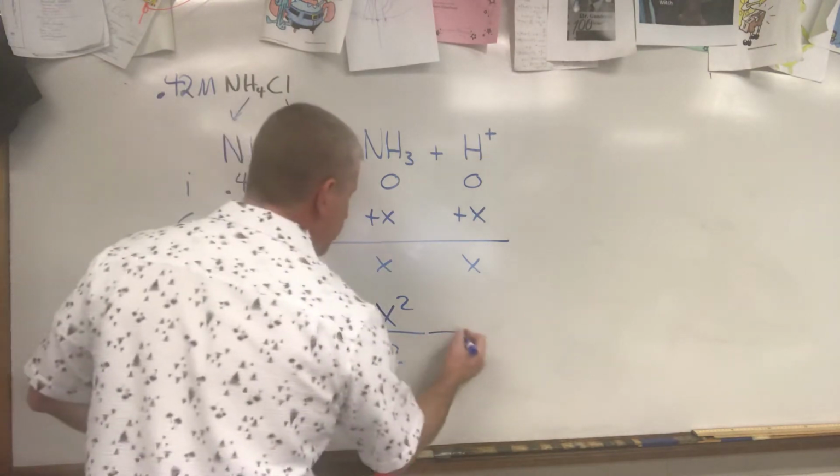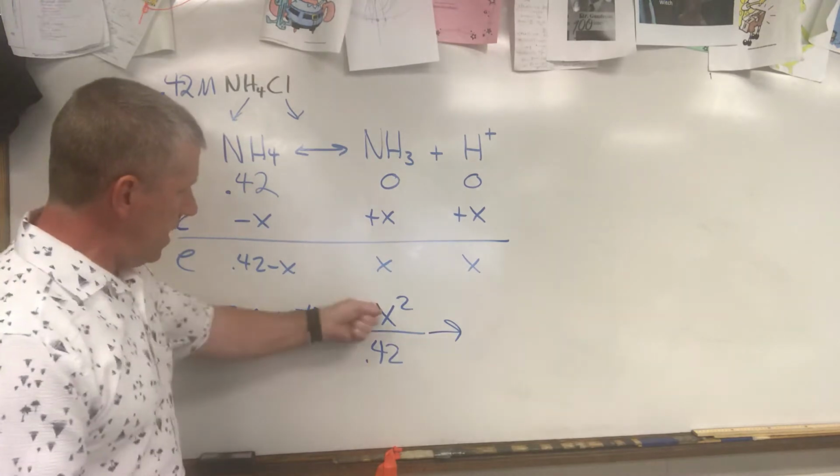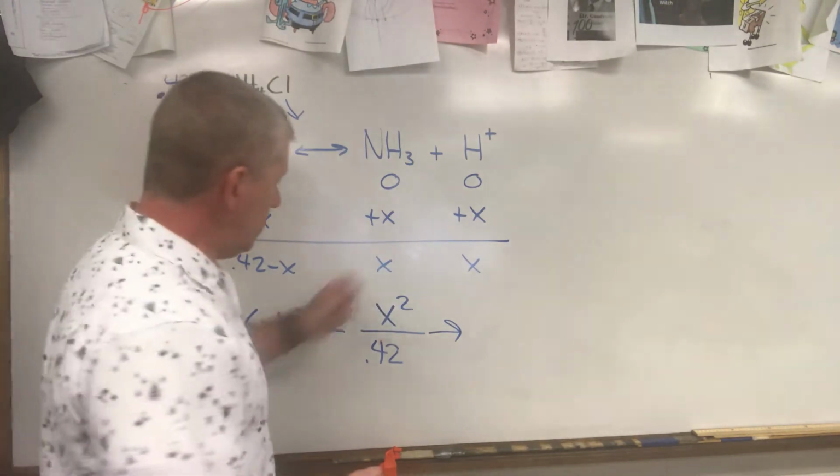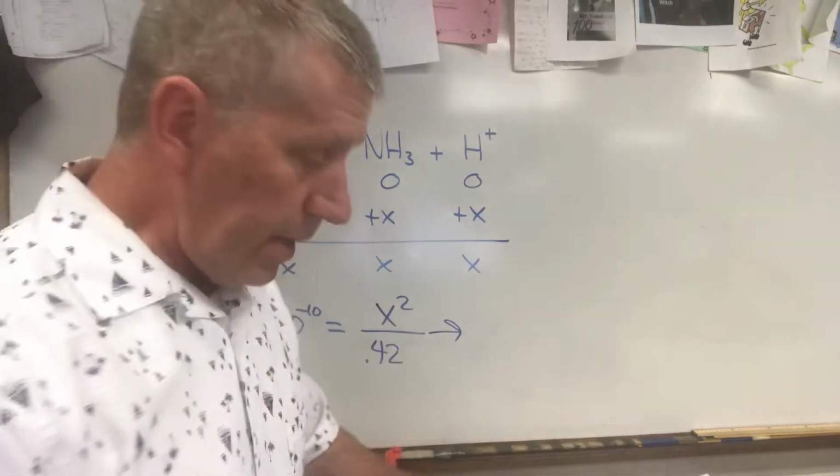Let's go ahead. Cross multiply. We're going to take the square root. Okay, multiply, take the square root. And if you do that math correctly, they did it out earlier here, so save you some time.